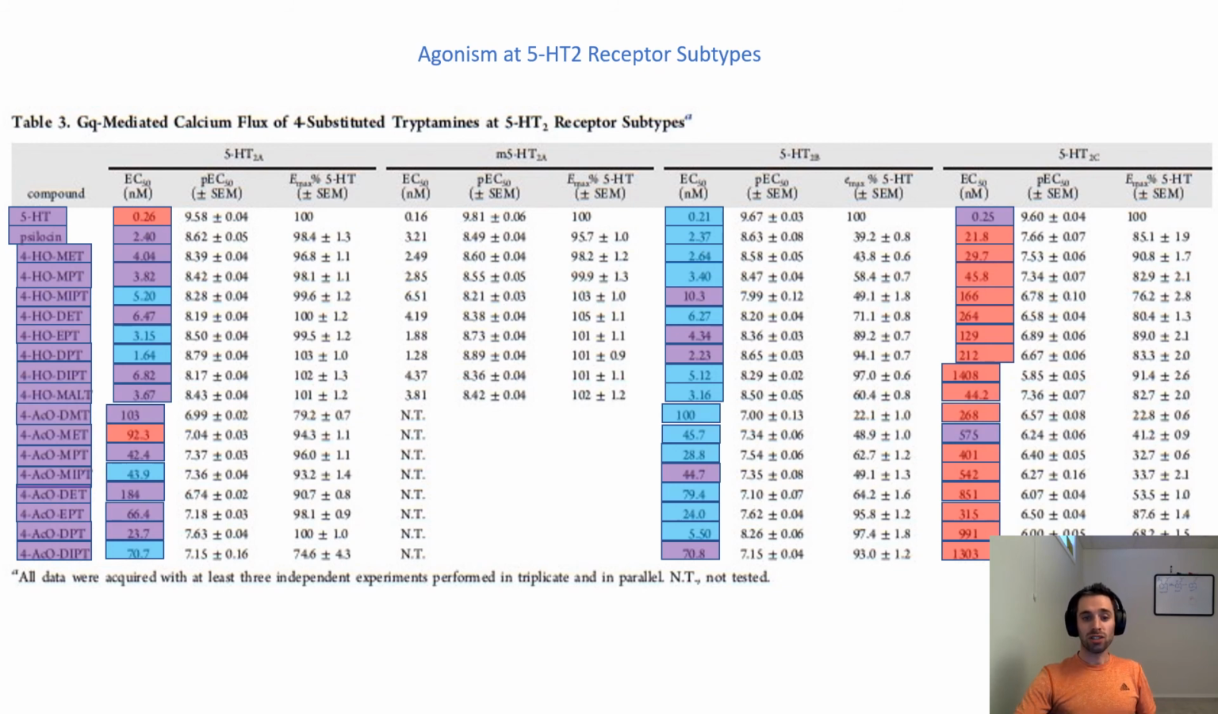And lastly, we can see that if we compare the ester derivatives, such as 4-ACO-DMT to psilocin, we can see that the potency from psilocin, let's say for example the 2A, goes from 2.40, and if we go to 4-ACO-DMT, it's 103. So we can really speak to the idea that this ester substitution does drastically reduce the potency of the drug at all of the serotonin subtype receptors, which is quite interesting.